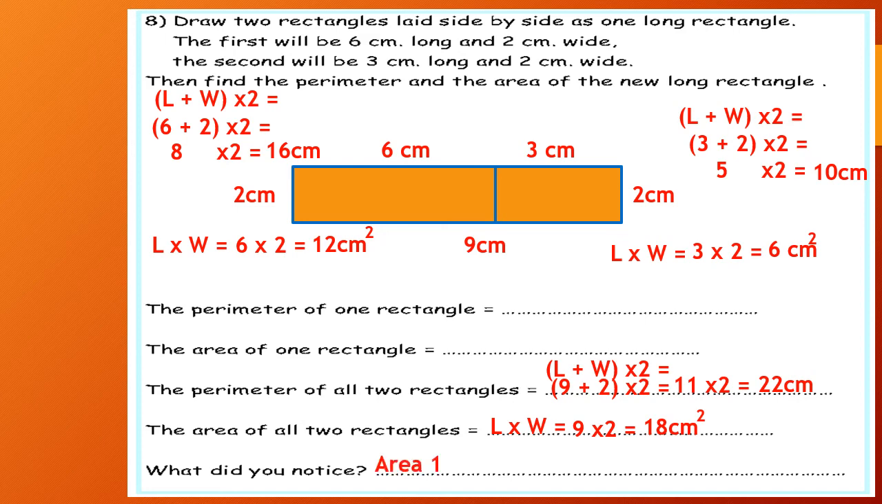What did you note? The first area plus the second area equals 12 plus 6. 12 plus 6 equals 18 meters squared.